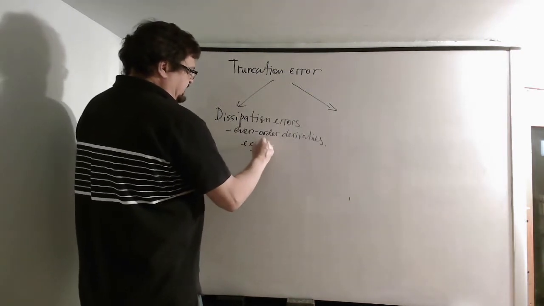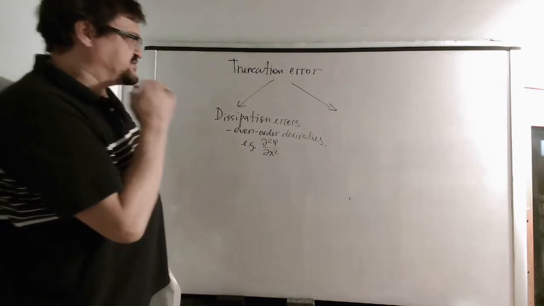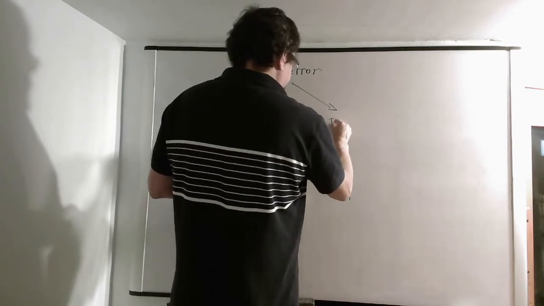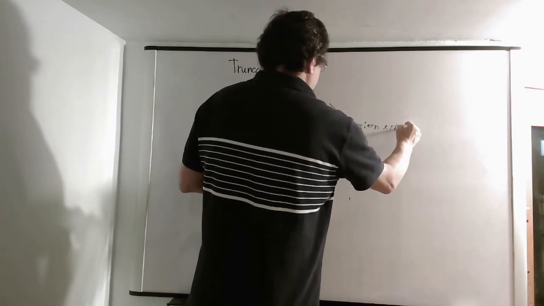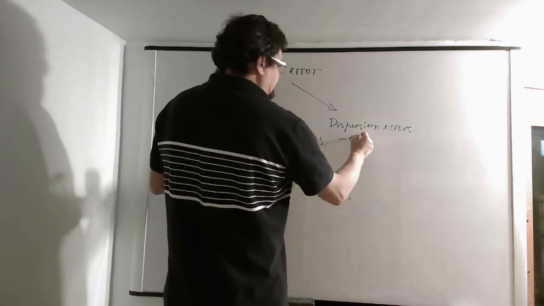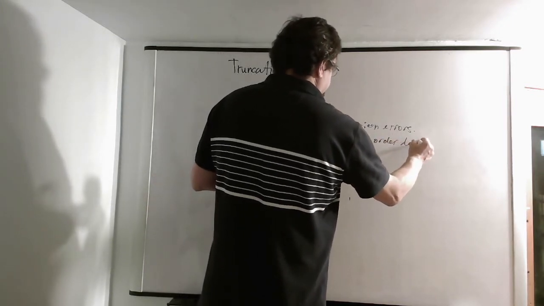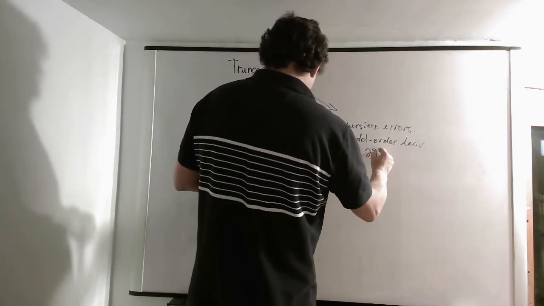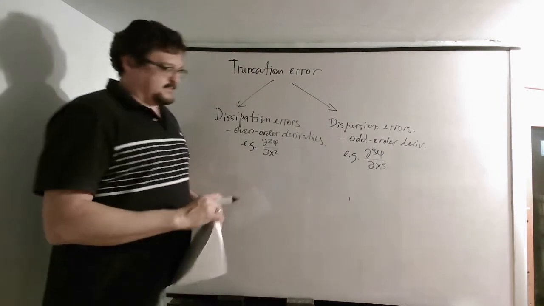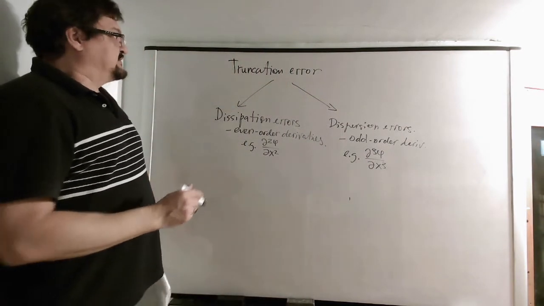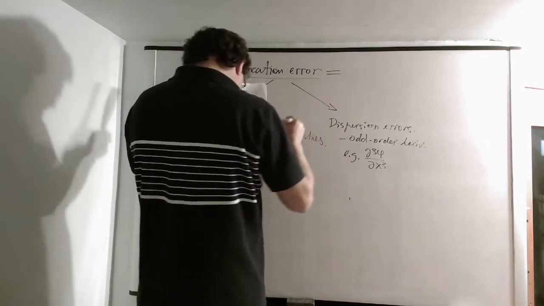For example, second derivative in space. This will cause dissipation. And then there are dispersion errors. So it's odd order derivatives, like third order derivatives, for example.